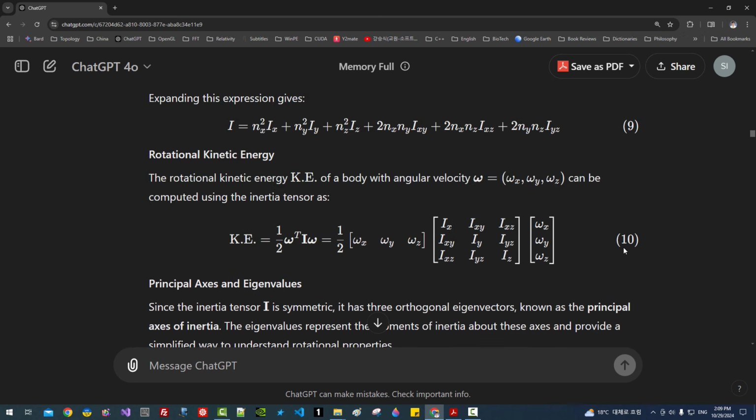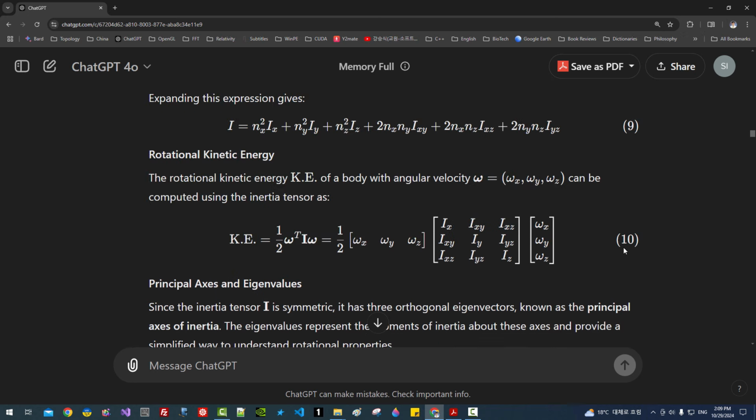Simplifying cases. 1. Principal axis alignment. If the rotation axis aligns with one of the principal axes, e.g., along the x-axis, where nx equals 1 and ny equals nz equals 0, then the effective moment of inertia I reduces to just Ix, similarly for Iy and Iz. 2. Symmetric objects. For a body with symmetry about the principal axes, the products of inertia, Ixy, Ixz, and Iyz, are 0, simplifying equation 3 to I equals nx squared Ix plus ny squared Iy plus nz squared Iz.